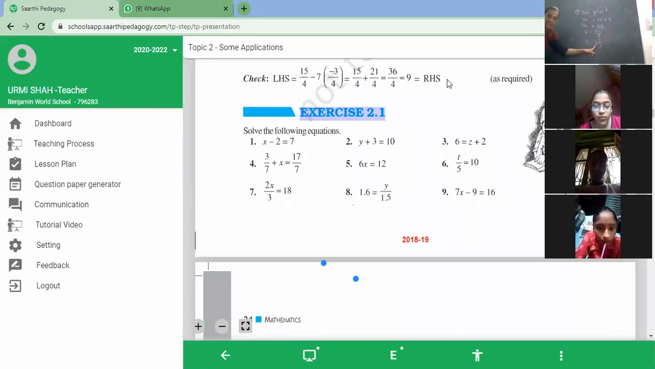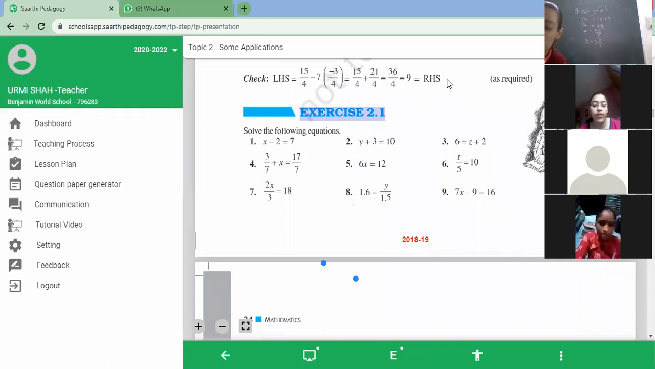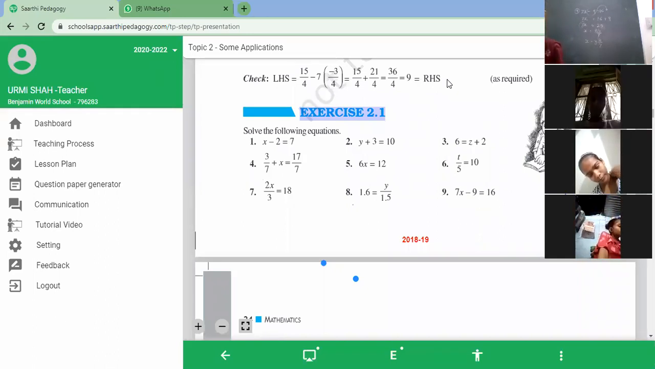7 3s are 21, right? And 4. So 3 into 4 by 7 would be your answer in a mixed fraction. Answer to everyone? Yes, ma'am. So like this way we have completed our exercise.